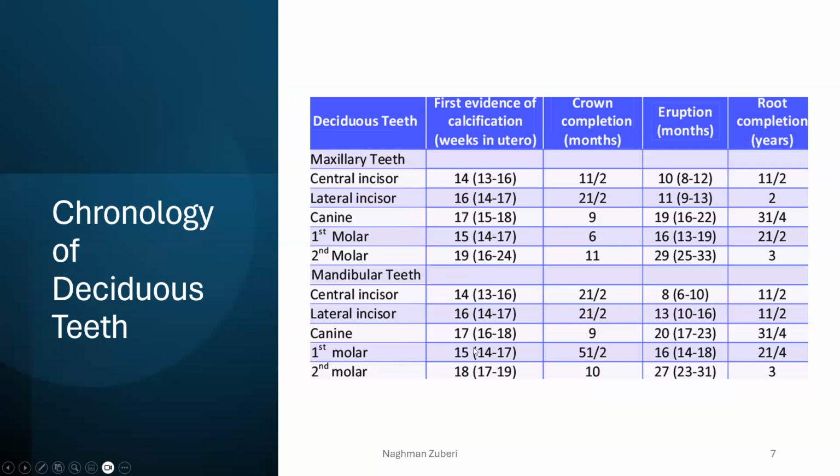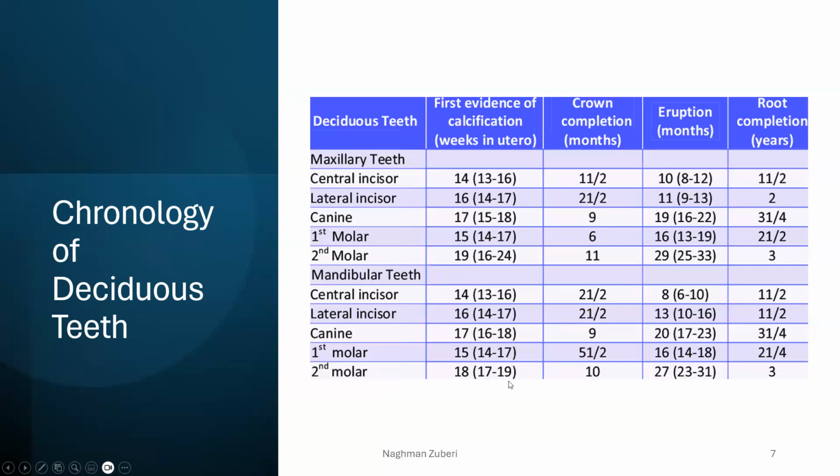First molar: 15 weeks is the first evidence of calcification in utero. The range is 14 to 17 weeks, and crown completion is 5.5 months after birth. It erupts at 16 months after birth, but the range is 14 to 18, and the root completes after 2.25 years.